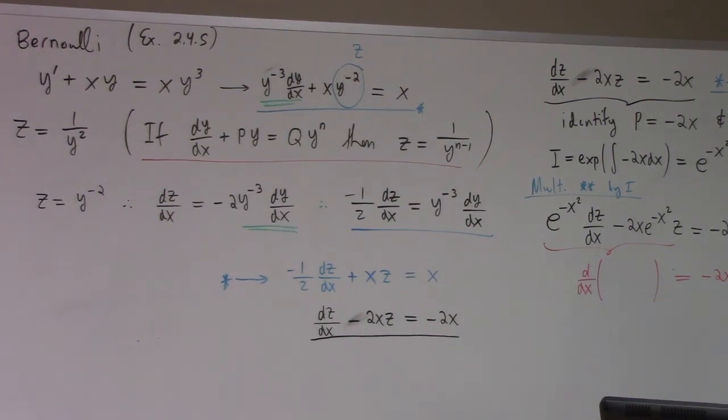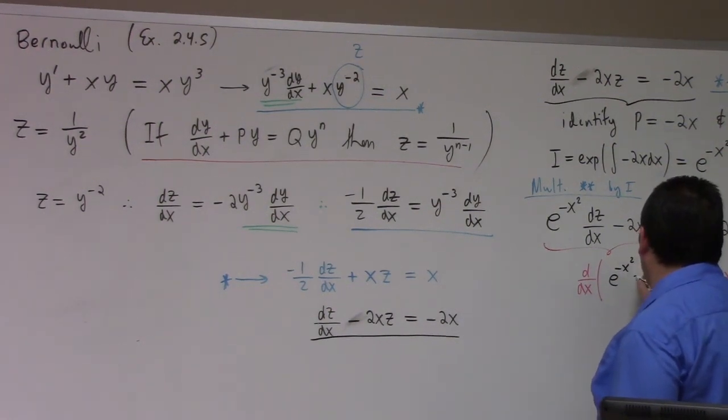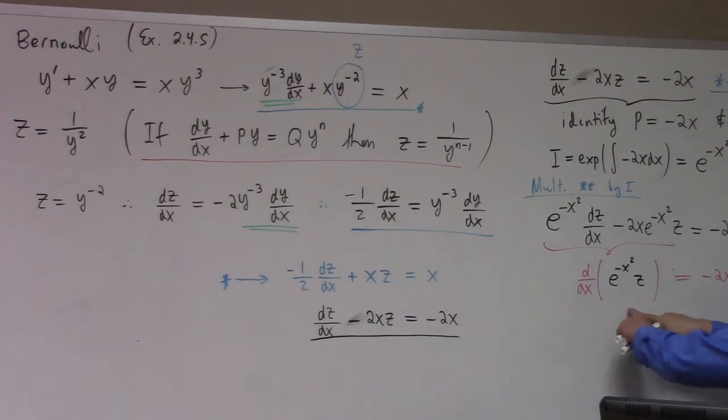There was more fighting, you know? I don't know, maybe. So what does this go here? E to the negative x squared z. Thank you. Put me out of my misery. Much appreciated. So it worked, right?